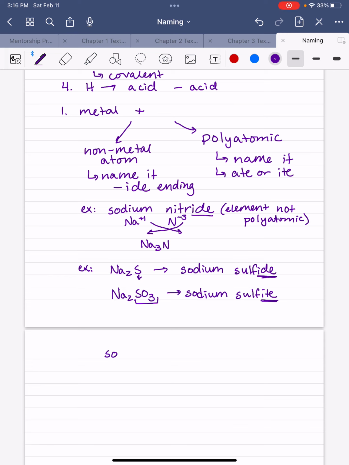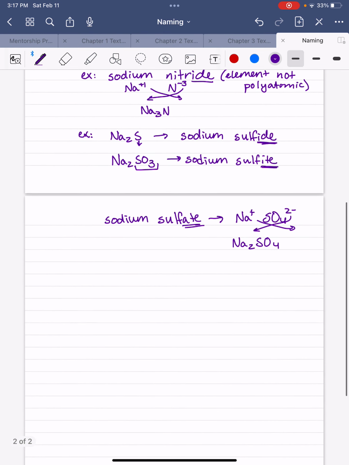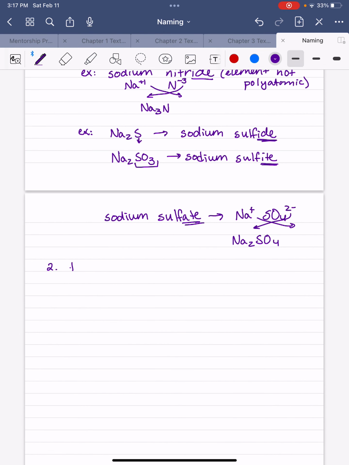Now what if I gave you the name sodium sulfate? Now that ate tells us that it was a polyatomic, and the polyatomic is SO4 2-, and so if it's paired up with sodium, we do our swap and we get Na2SO4. All right, now let's see what we do if it's a transition metal.